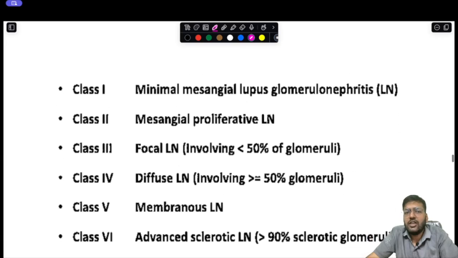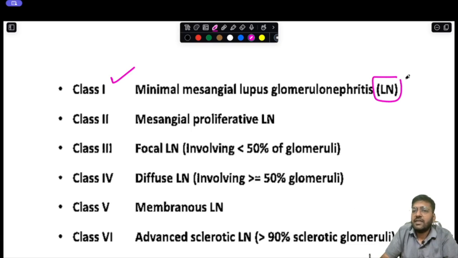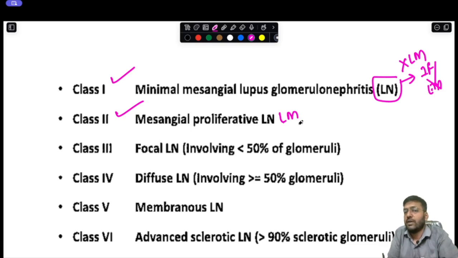Now, in very short, I am going to discuss the various stages because we have already discussed the same in detail in the lecture of SLE in the immune system. Class 1 is minimal mesangial lupus nephritis, wherein mesangial deposition is only seen by either immunofluorescence or by electron microscopy. You cannot see any deposits by light microscopy. When you can see the mesangial deposits by light microscopy, remember it is mesangio-proliferative lupus nephritis.